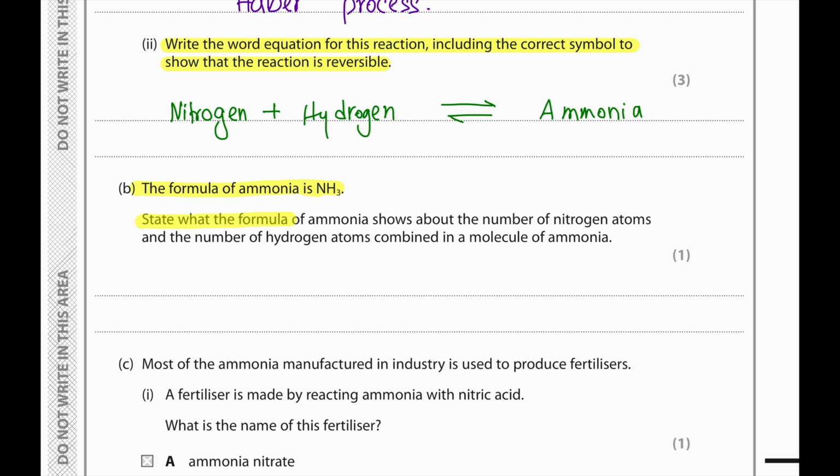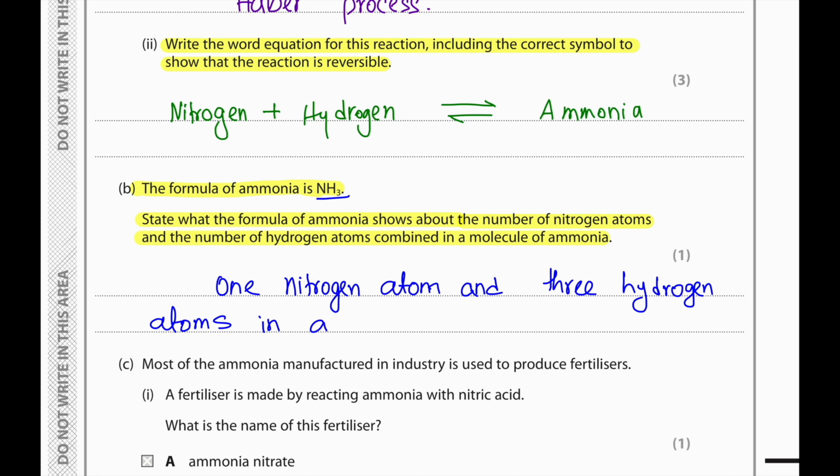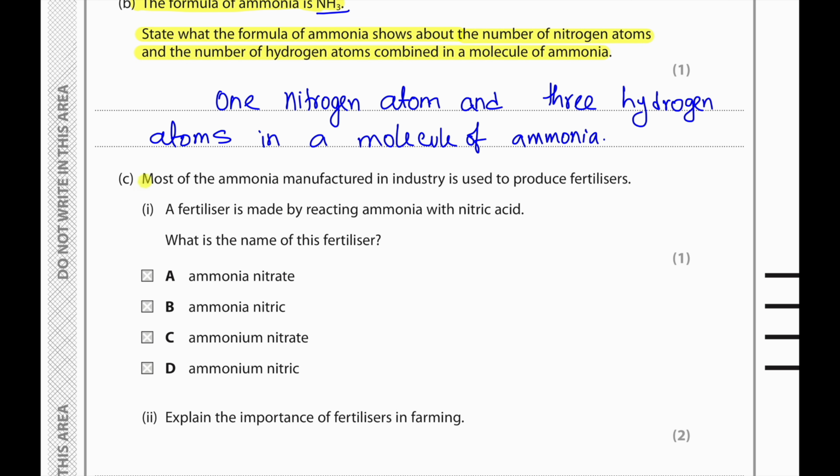State what the formula of ammonia shows about the number of nitrogen atoms and the number of hydrogen atoms combined in a molecule of ammonia. With the formula NH3, it explains that there is one nitrogen atom and 3 hydrogen atoms in a molecule of ammonia. Most of the ammonia manufactured in industry is used to produce fertilizers.